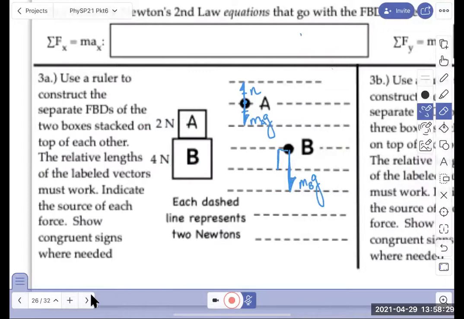It's only 2 newtons. So the way I show that is I make that N again, because it's a contact force. And then B is sitting on a table. Let's assume there's a table down there. So I have, and that's going to be now 6 newtons, which is 3 lines up. And that is in. Now do you see my mistake? Or not my mistake, my omission? What did I fail to do?